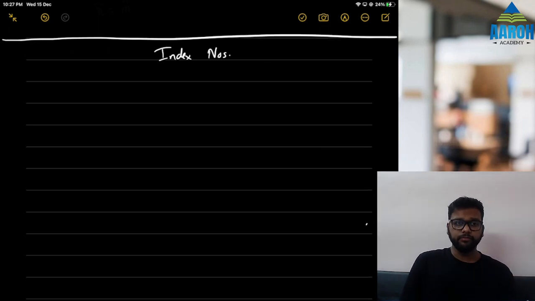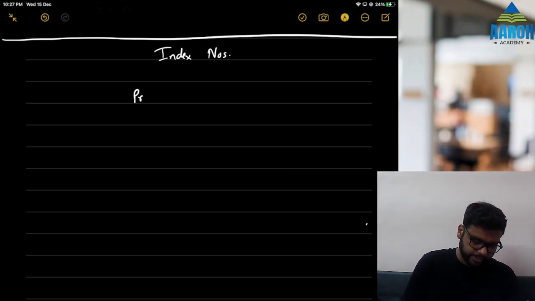Index numbers. In index numbers, first we can see basic price relative. What is the formula of basic price relative?